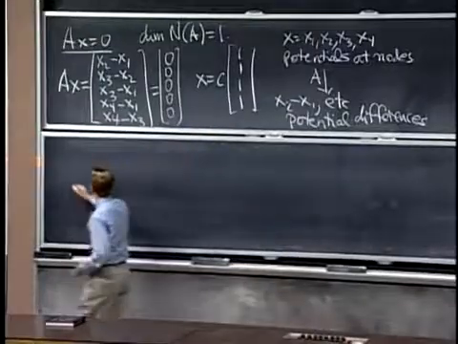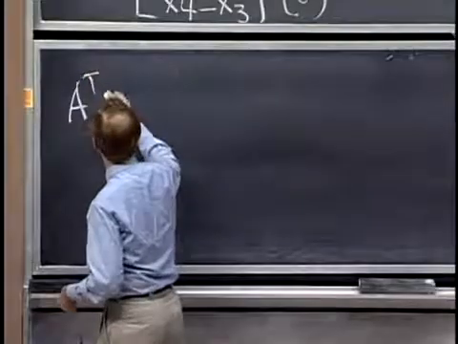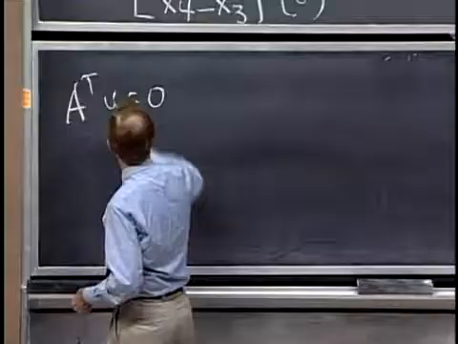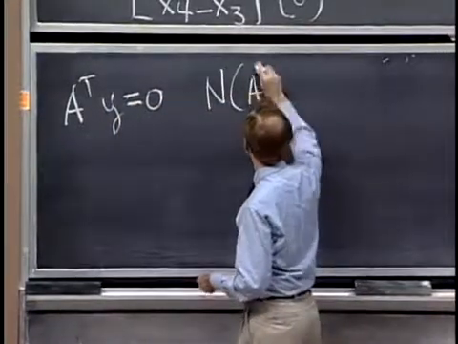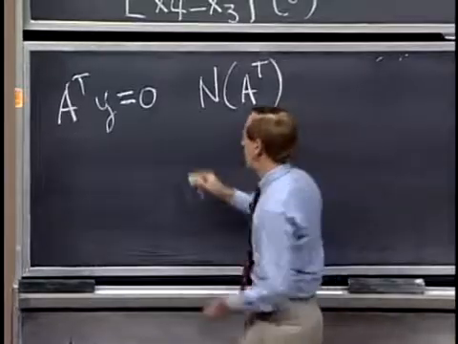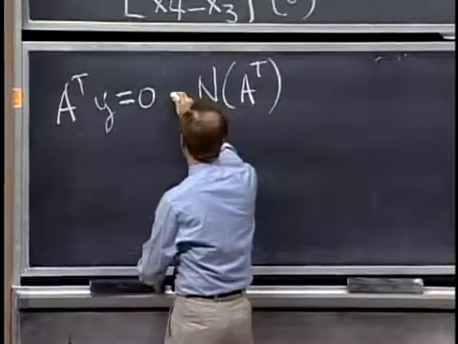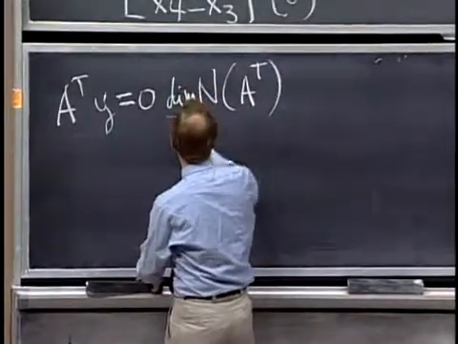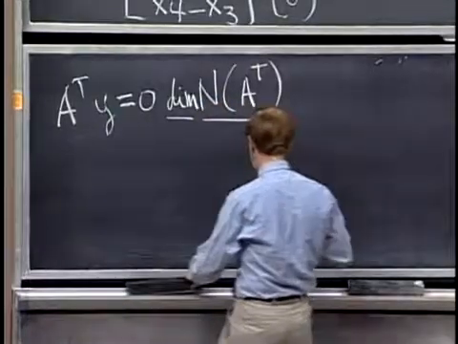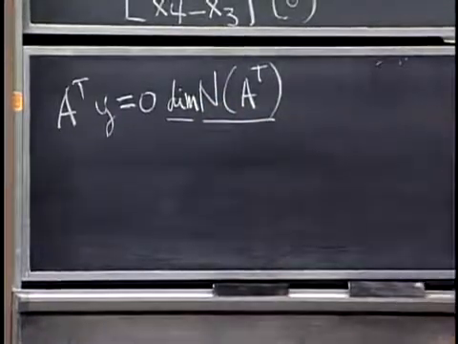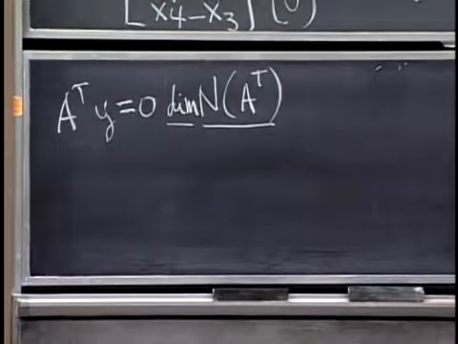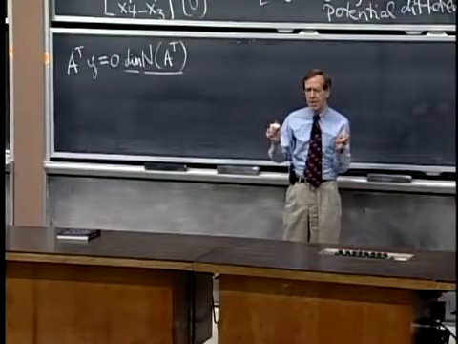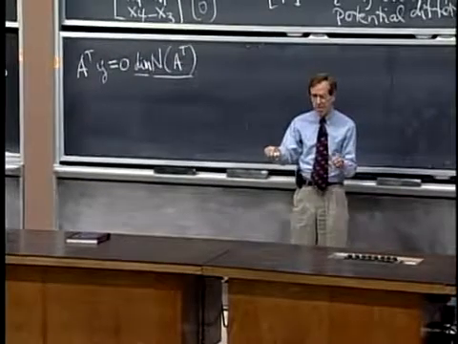Okay. So A transpose y equals 0. Now I'm finding the null space of A transpose. Oh, and if I ask you its dimension, you could tell me what it is. What's the dimension of the null space of A transpose? We now know enough to answer that question. What's the general formula for the dimension of the null space of A transpose?